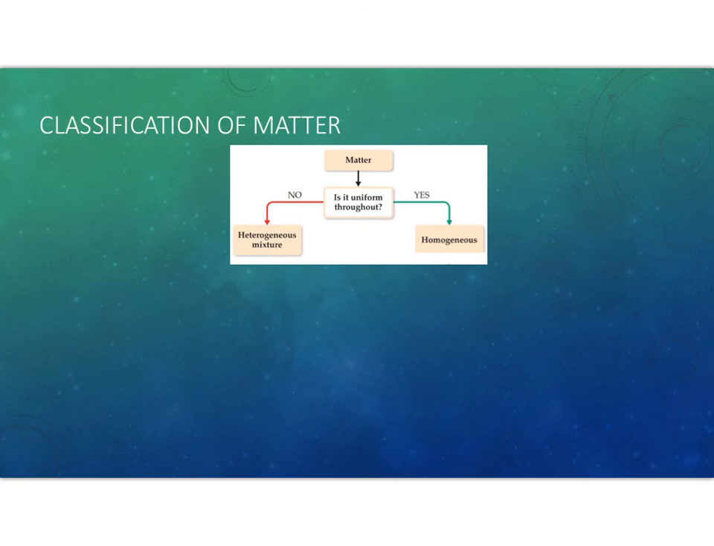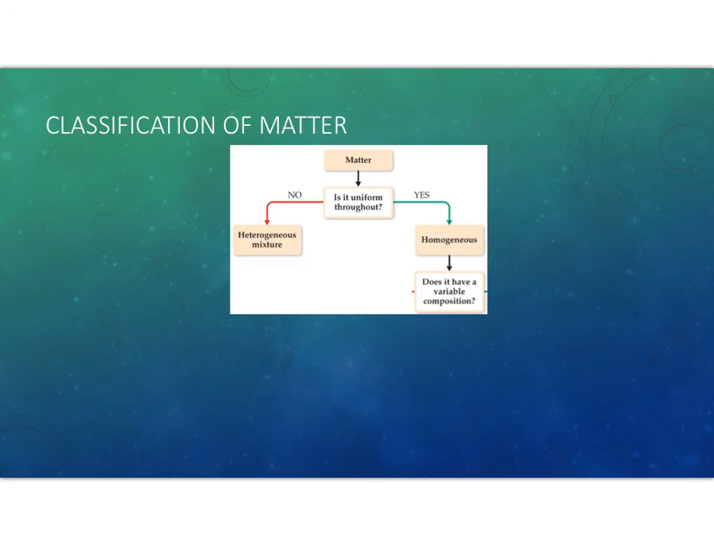But if the answer was yes, my sample of matter looks the same or uniform throughout, then I want you to put the word homogeneous under the yes arrow. But a homogeneous substance can be a mixture, or it can be a pure substance. Pure substances are going to look the same throughout, just like a homogeneous mixture looks the same throughout. So we need to ask an additional question. Off of the homogeneous box, I want you to draw another arrow pointing down with the second question. Does it have variable composition?